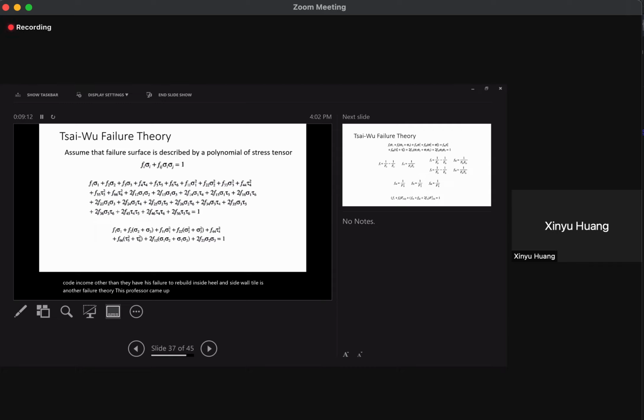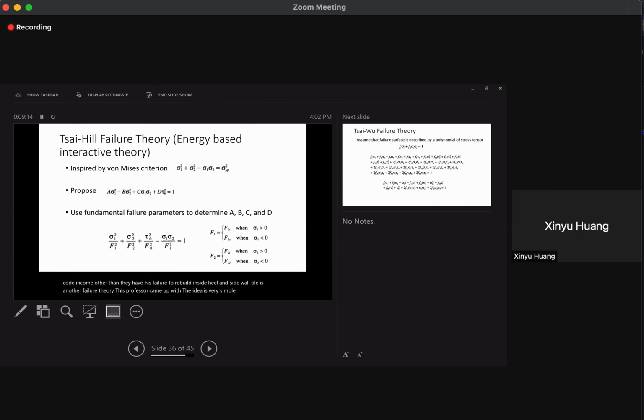Okay. The idea is very simple. You just propose, you make a guess what the form is, and then you fit the parameters. Okay. So it's not quite elegant. The reason Tsai-Hill isn't felt to be the ultimate theory is this: you had to make this kind of choice of your parameter based on a sign. It's not very elegant.